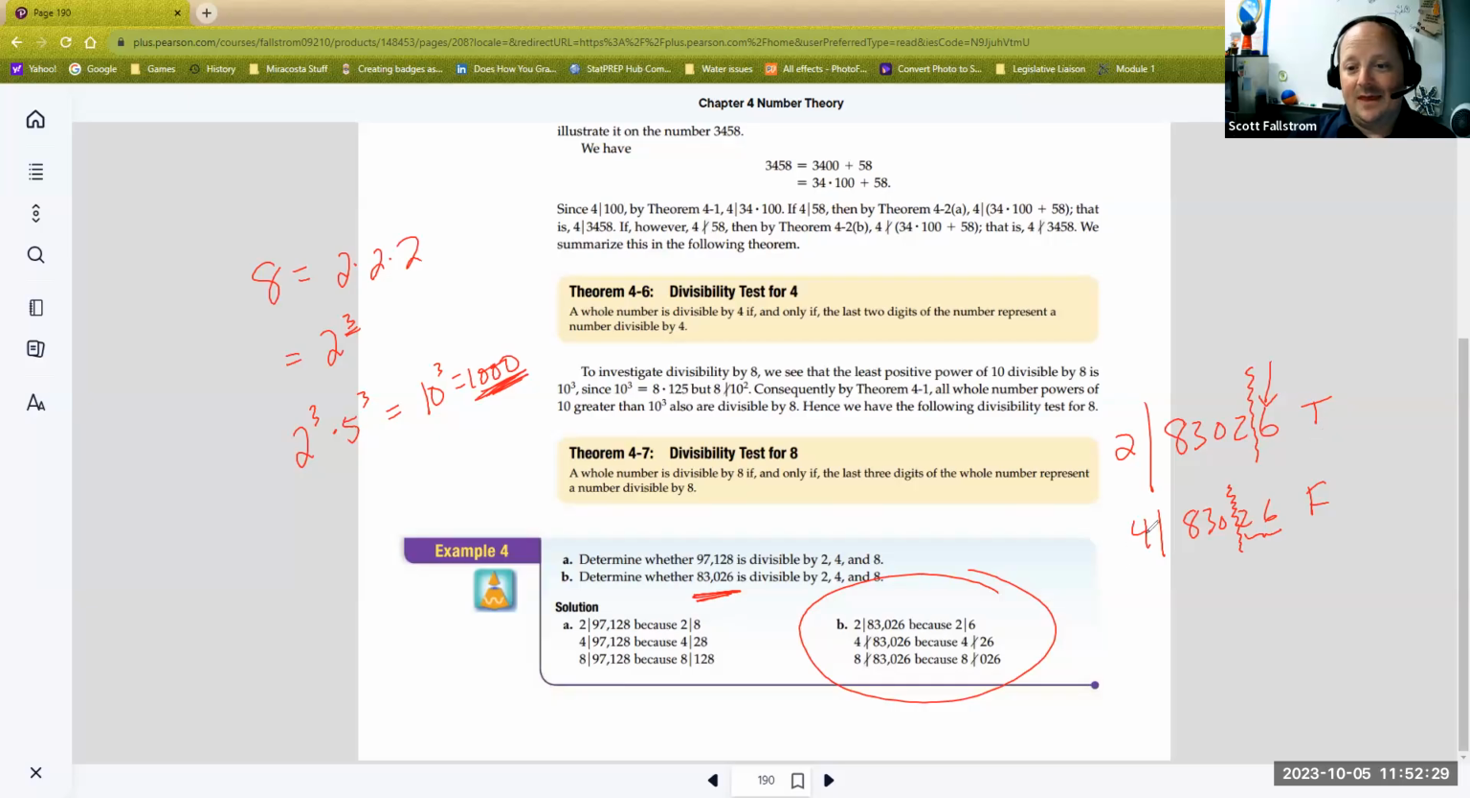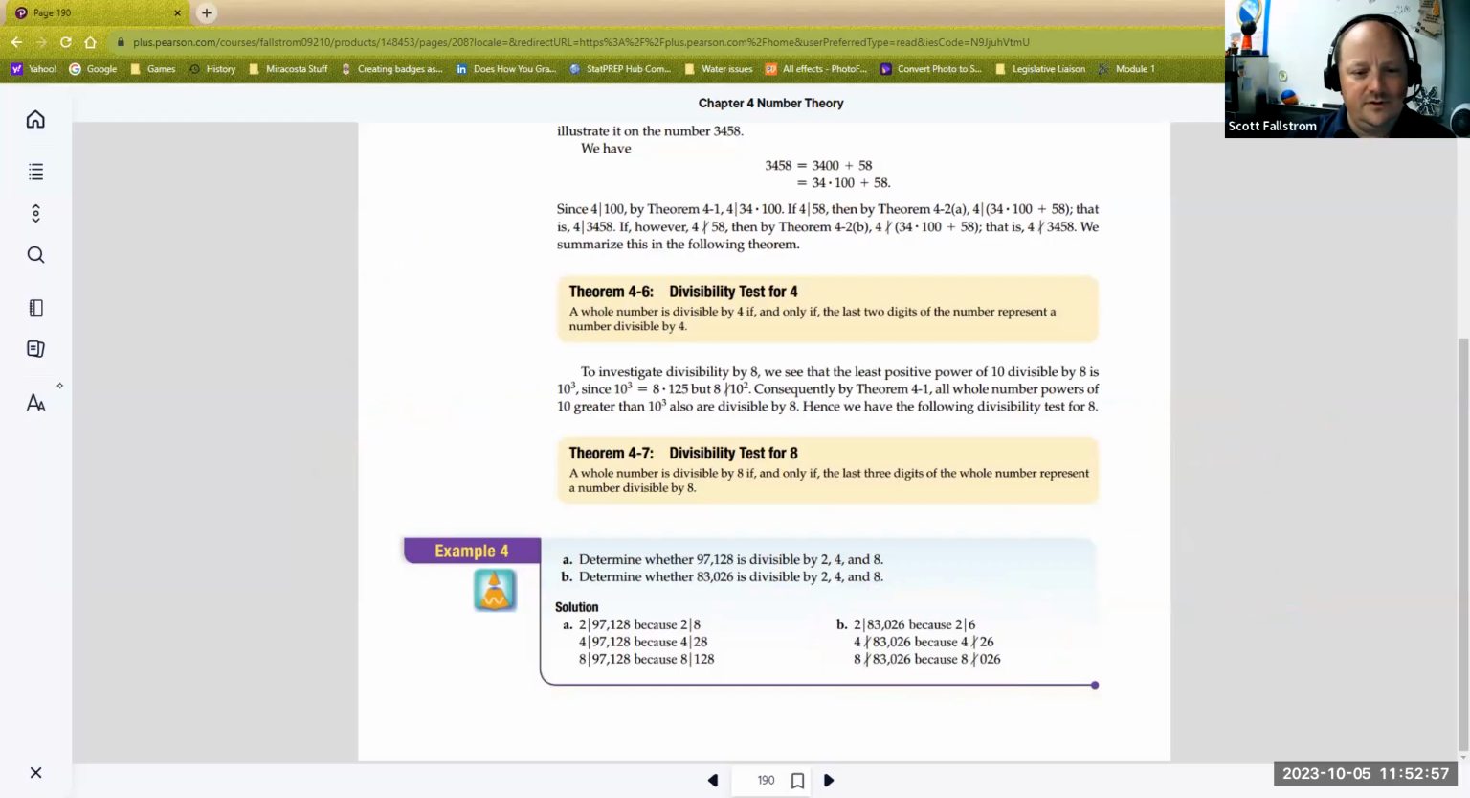Now here comes the fun. If 4 did not divide this number, 4 times 2 is not going to divide that number. All right. So anyway, we could say 8 does not divide 83026, because I'm looking at the last 3 digits, and 8 does not divide the last 3 digits. So that'd be false. All right. Very, very, very cool stuff.